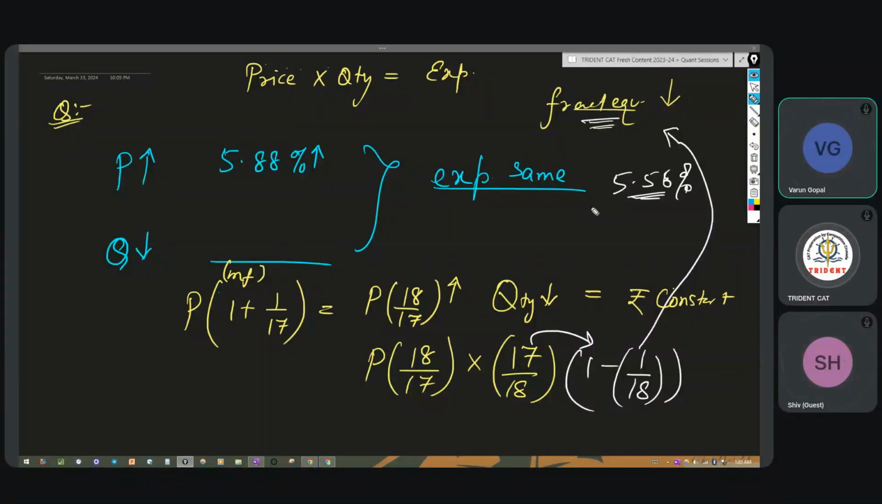Guys, two more questions and then we'll round up, because there is one more theory that I need. I thought I would complete the entire theory portion by today, but there is one more theory left, which is the successive percentage change. So tomorrow we'll look into the successive percentage change, and then we'll look into the class exercises.